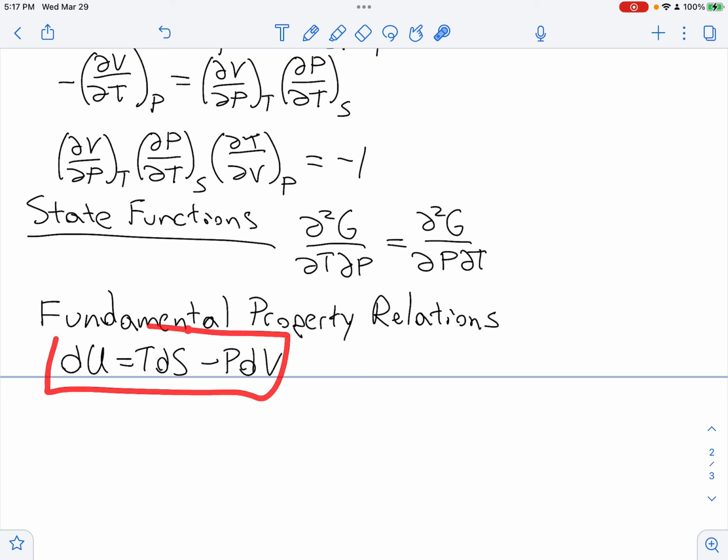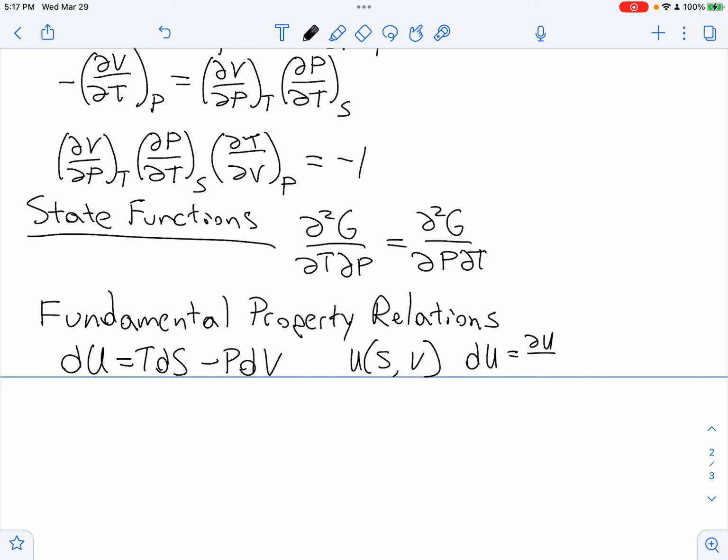So this can be useful, right? Notice it appears as if U is a function of S and V, and this resembles a total derivative, right? So this dU, if I write it as (dU/dS) at constant V dS plus (dU/dV) at constant S dV, it appears that T is (dU/dS) at constant V, and minus P is (dU/dV) at constant S. So that is true.